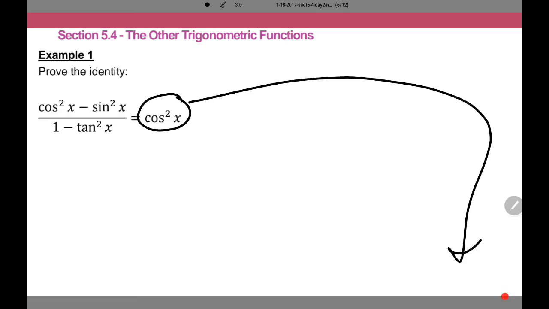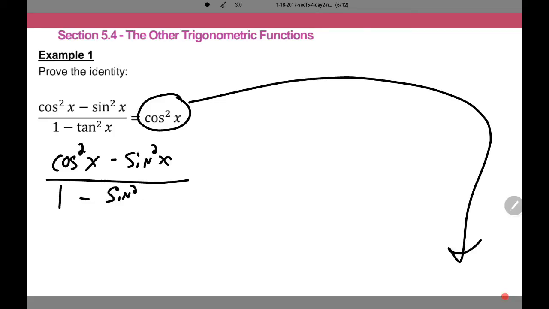So the first thing I want to do is look at this complex-looking fraction. And I want you to notice that I've got a tangent squared. In this case, I've got cosine squared and sine squared on the top. I've got a tangent squared on the bottom. My first step here will be to change that into sine over cosine. And once I do that, I can combine the 1 minus that by changing 1 into cosine squared over cosine squared of x.